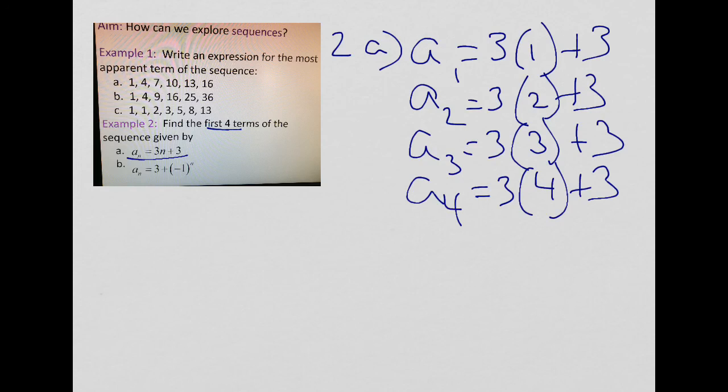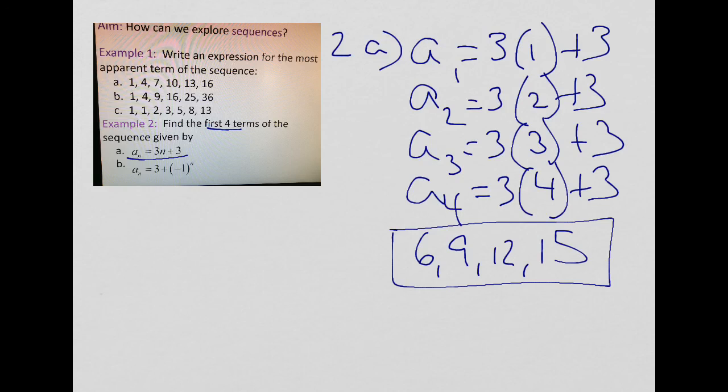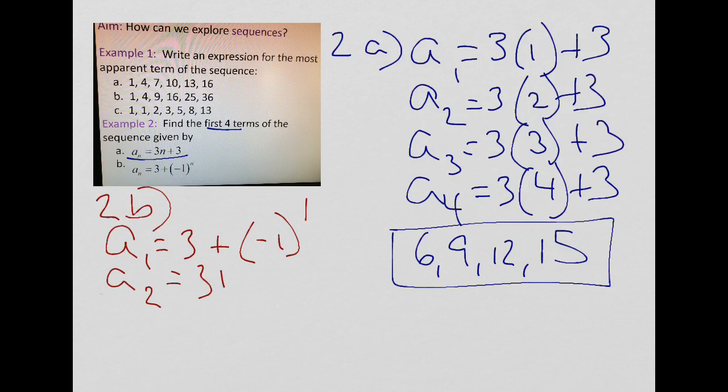Okay, and then you can list your answers. You can write the subscript for each one, such as a sub 1 equals 6, a sub 2 equals 9, a sub 3 equals 12, a sub 4 equals 15. Okay, whatever you want to do to write your answer. All right, so I'm going to do the next one also, 2b. Let me know if you have any questions, because I feel like I'm going a little fast here, but I think you guys get the idea and can catch up if necessary.